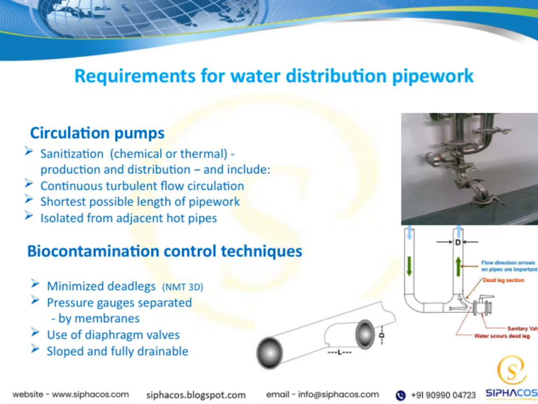Circulation pumps are vital to maintaining a steady flow, which is necessary for both sanitization and consistent water quality. Finally, the requirements for water distribution pipework include designing systems that promote hygiene, efficiency, and ease of maintenance, ensuring the entire process remains safe and compliant. All these elements together support a robust and hygienic water system, aligning with our overall goal of maintaining high standards in production and distribution.